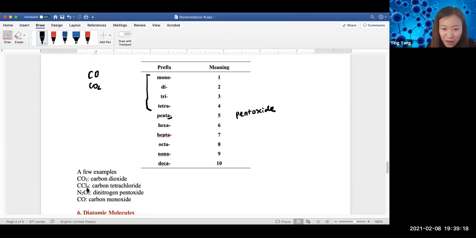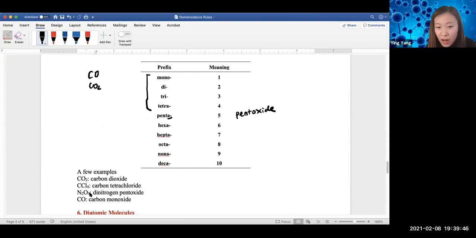And here are a few more examples. Carbon, this is tetra, carbon tetrachloride. And now the first element has 2 atoms, so we need to add the prefix this time. So it's dinitrogen, meaning that there are 2 nitrogen atoms. For the first element, we don't change the name, so it's nitrogen, we just write down nitrogen. There are 2, so we put down the prefix di for 2.